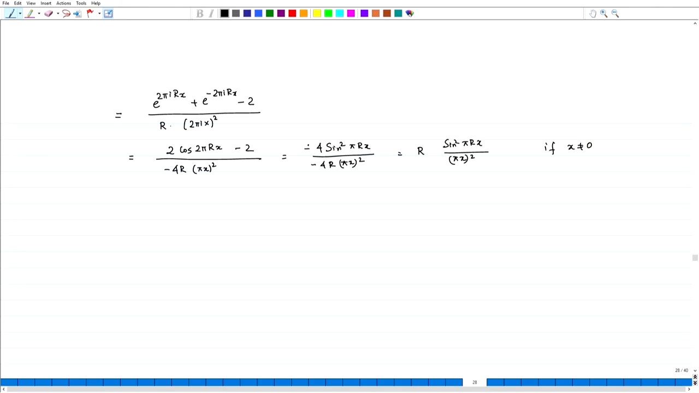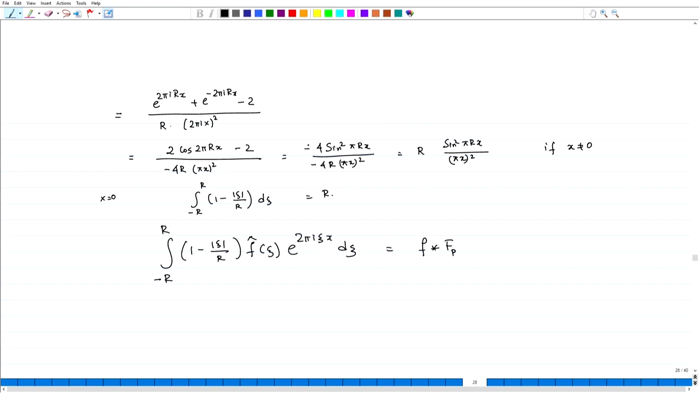Now, if x is equal to 0, then you are left with the integral from minus r to r of 1 minus mod xi by r d xi, which obviously gives r. So now what you have got is the integral from minus r to r of 1 minus mod xi by r times f hat of xi e to the power 2 pi i xi x d xi. This is nothing but, so we have a concrete analogy with the Fourier series.